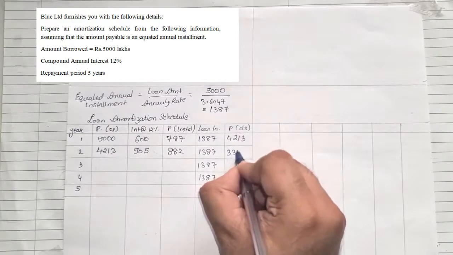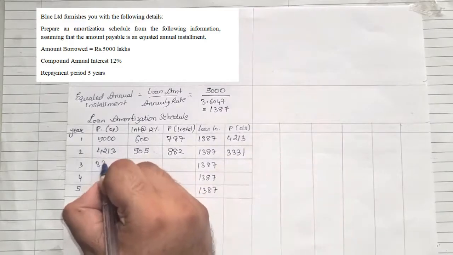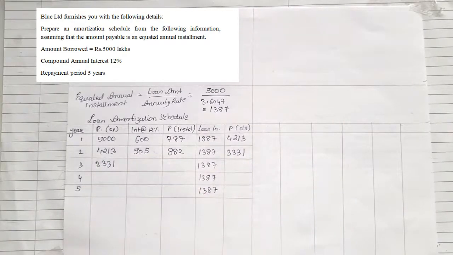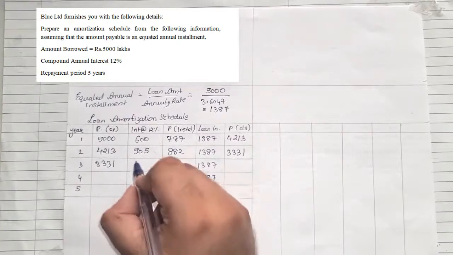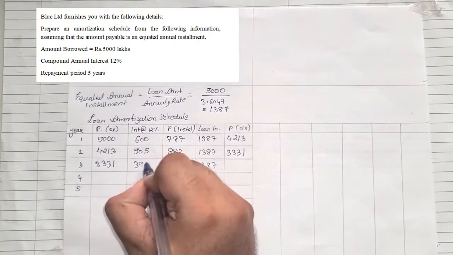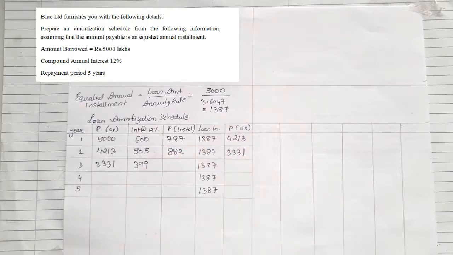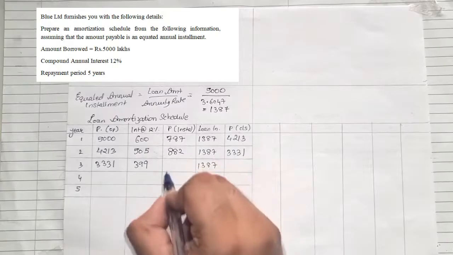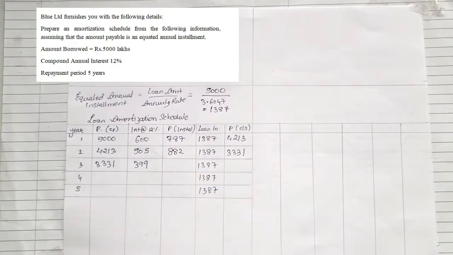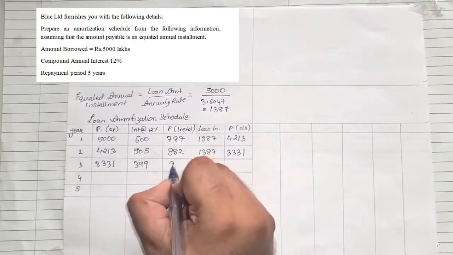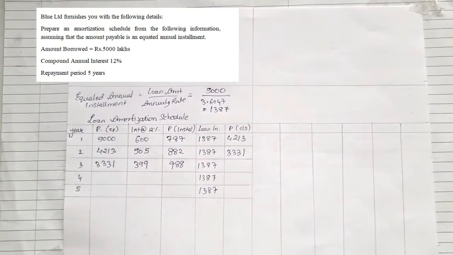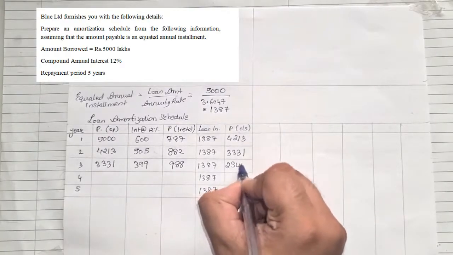4213 minus 882 will give you the closing value of 3331. Last year's closing will become this year's opening. On that, if I take 12%, I will get 399. So I'll take that as 399. Now 1387 minus 399 will give you the value of 988. 3331 minus this will give you the closing value of 2343.